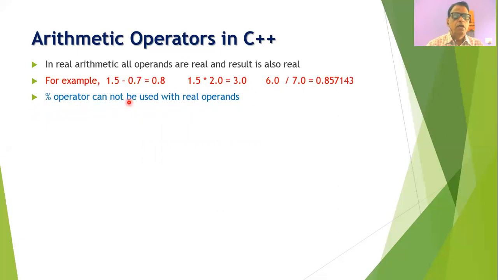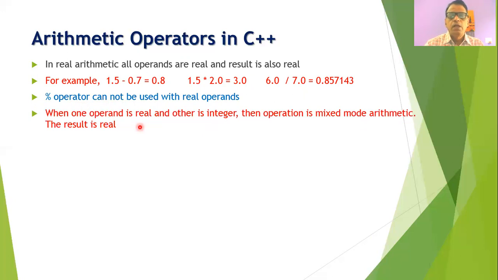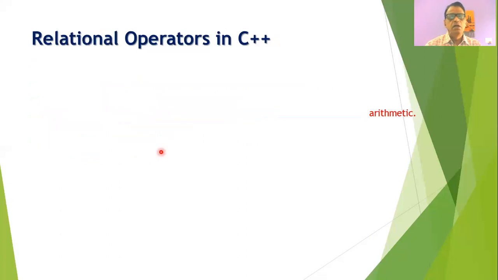One has to note that the percentage operator, or modulo division operator, can be used only with integer operands and cannot be used with real operands. It is also possible to perform mixed mode arithmetic in C++, that is, when one operand is real and the other is an integer. In that case, C++ returns a result that is also a real number. For example, 15 divided by 10.0: one operand is integer, the other is real, and the result is the real number 1.5.